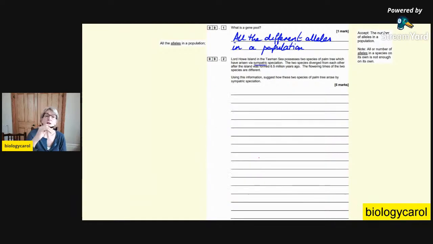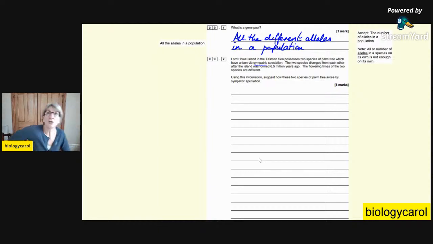Lord Howe Island in the Tasman Sea, who knew, possesses 2 species of palm tree which have arisen via sympatric speciation. So here I am thinking this is not geographical isolation. The 2 species diverged from each other 6.5 million years ago. The flowering times of the two species are different. Using this information, suggest how these two species of palm trees arose by sympatric speciation.